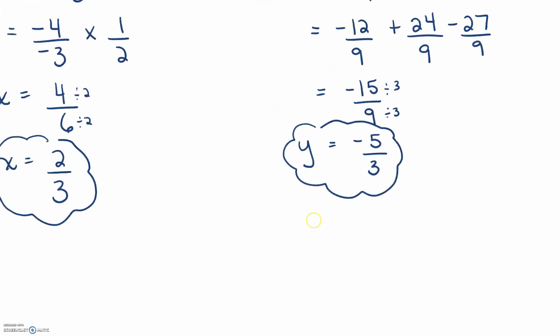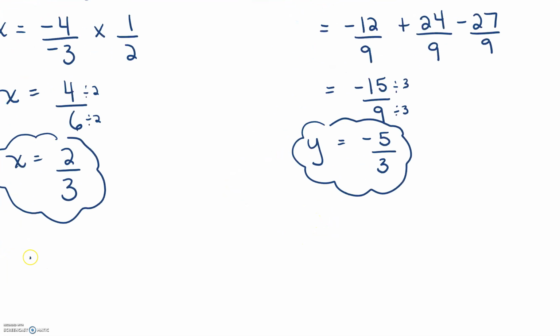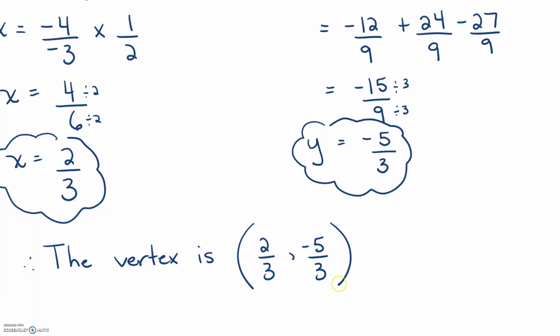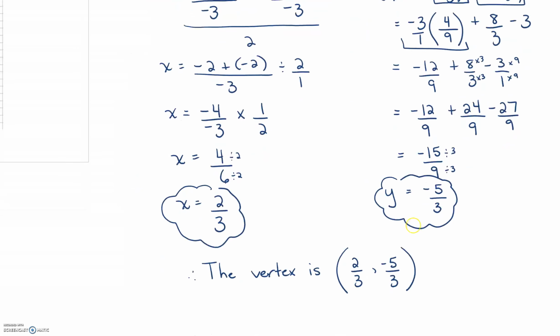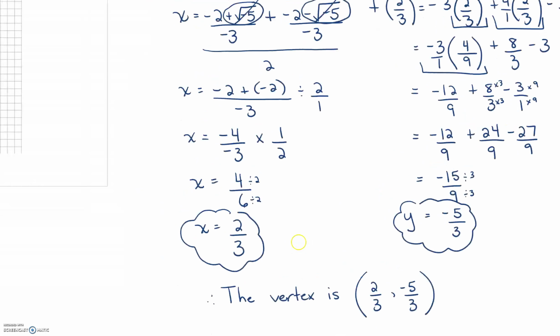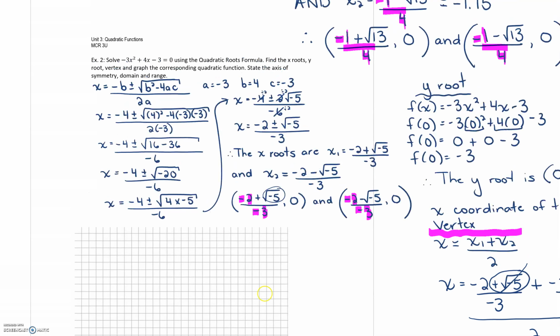Since we have the x value and the y value, we can say therefore the vertex is, because the vertex is a coordinate, 2/3 and -5/3. Again, leave it all as fractions and roots and all that good stuff until you graph, but that's the original format. Okay, so go back to the question just to make sure, because there's a lot of stuff here to find.